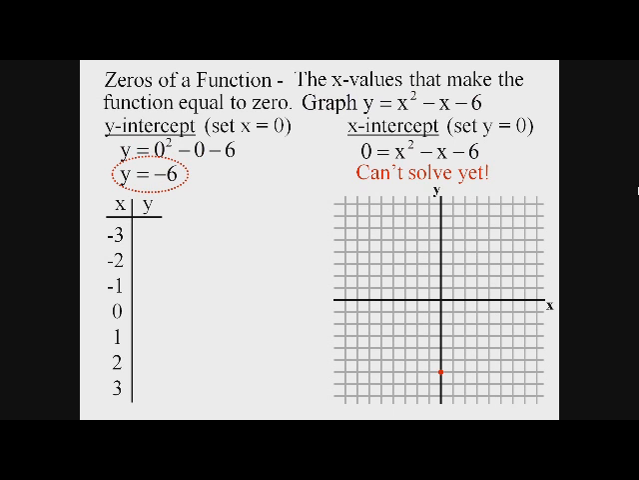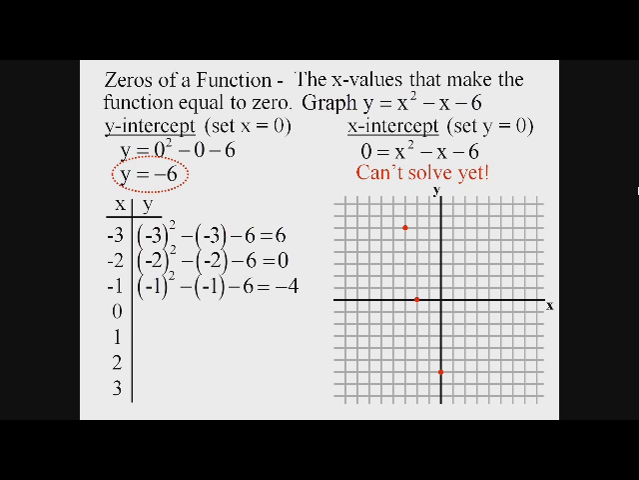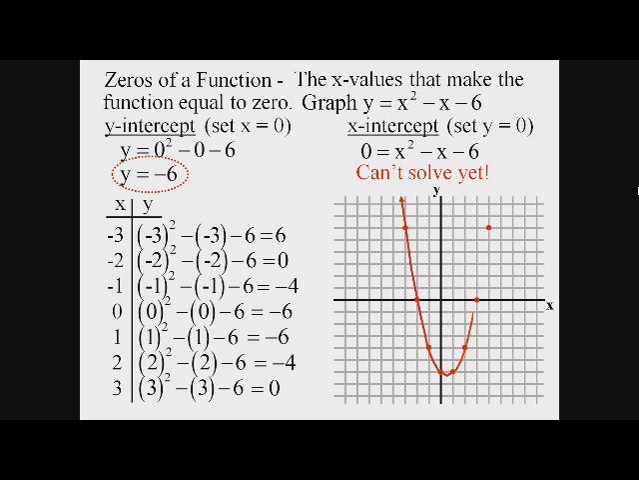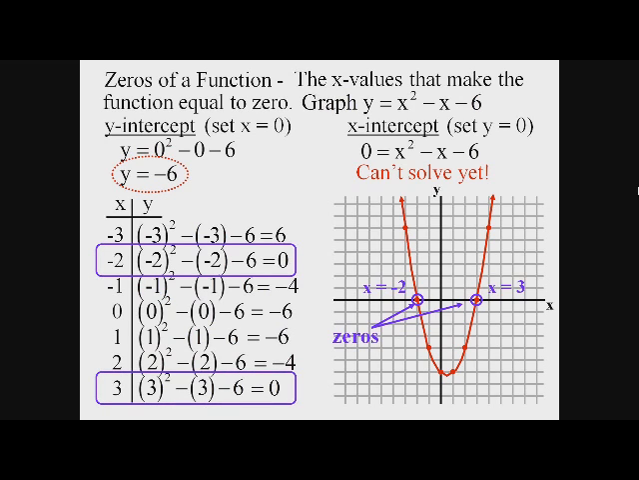I'm plugging in -3 to +3 for x, and I'm going to graph this pretty quickly here. And we see that the x-intercepts are here at -2 and +3. Those x-intercepts are also the zeros to the equation. Why are they called zeros? Because if you plug in -2 into the equation, you get 0 for y. And when you plug in +3 into the equation, you get 0 for y again. So that's why they're called zeros.